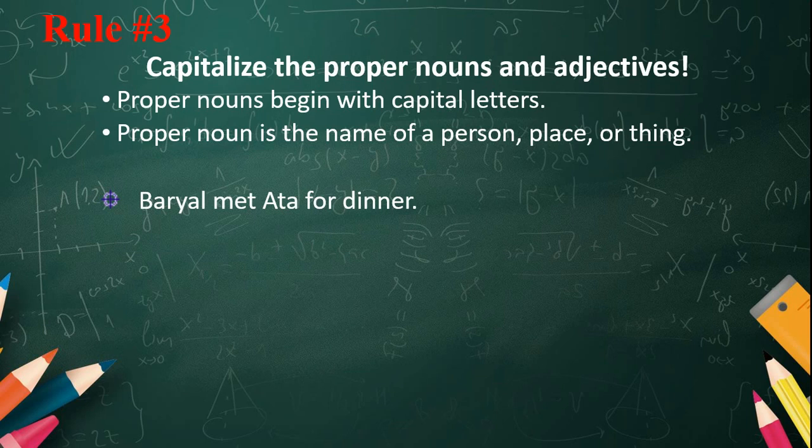For example, Baryal met Ata for dinner. Now you see that B is written with a capital letter. Why? Because Baryal is a proper noun. It refers to one person, right? So Baryal is one specific person. And Ata is also a specific or proper noun. You see that? So both nouns are proper nouns, and that's why they are written with capital letters.